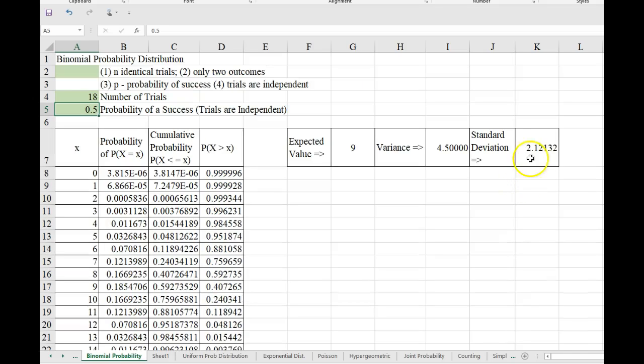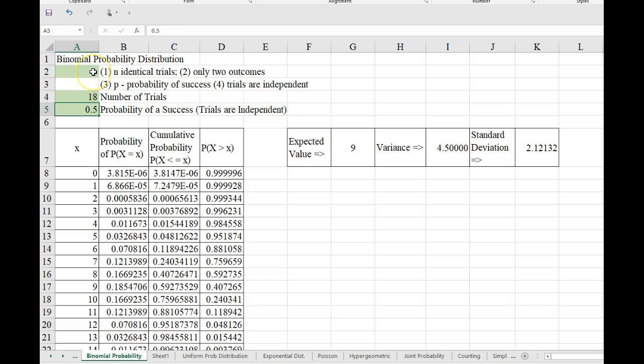All right, we're going to look at the binomial probability distribution tool within the statistical toolkit. Now, what's critical is that you be able to recognize when you're encountering a binomial probability distribution problem. And these problems have four key characteristics.